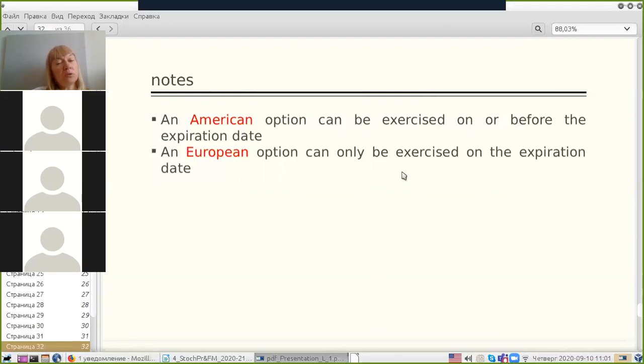But a European option can only be exercised on the expiration date. If the expiration date is, for example, the 1st of December, a European option can be realized only on the 1st of December. But an American option can be realized on any date up to the 1st of December. And every day, if you own the American option, you can think, oh, can I realize this option today? Oh, I should wait.